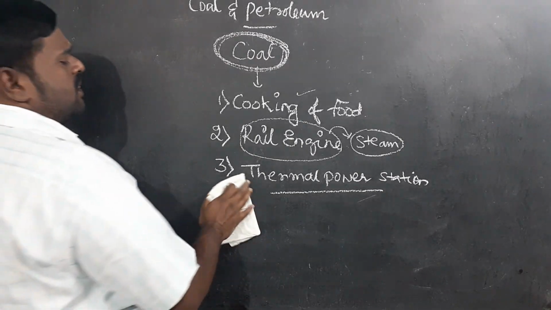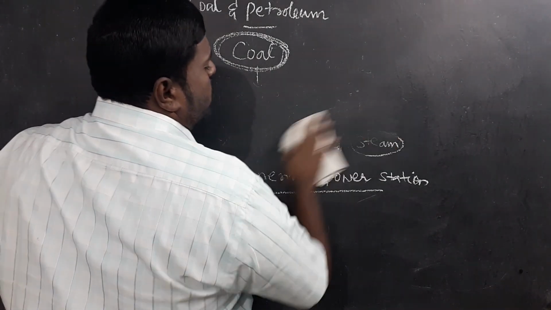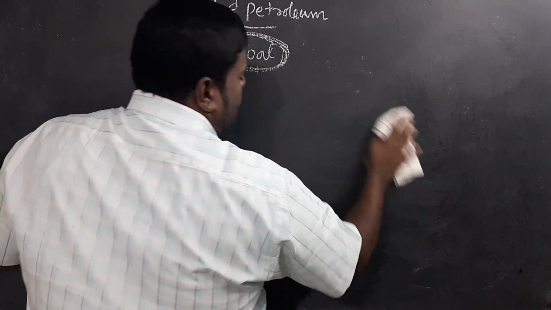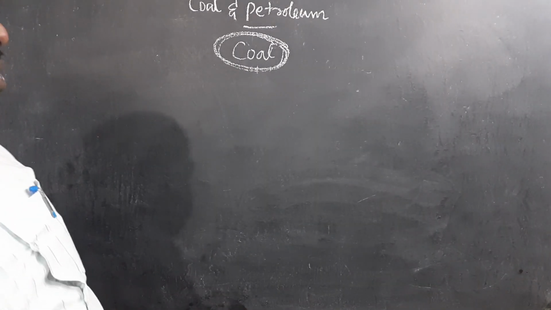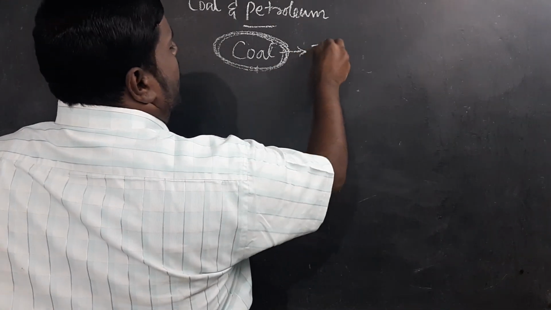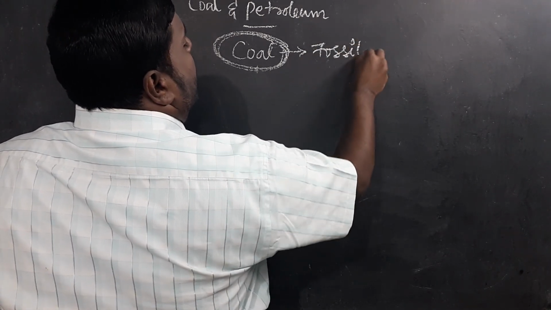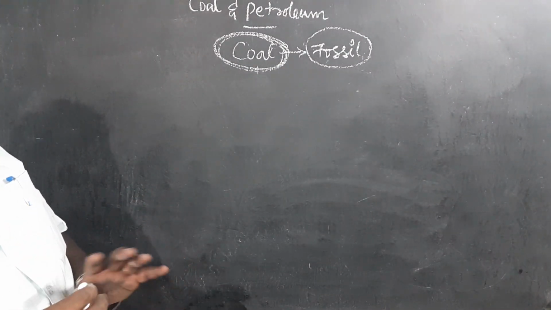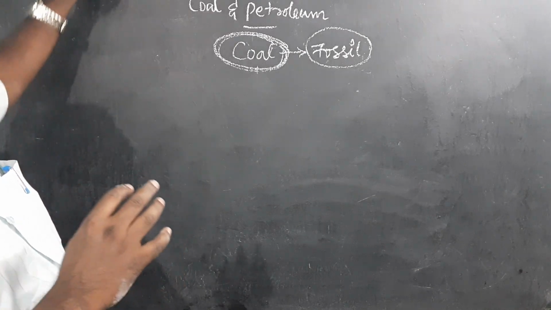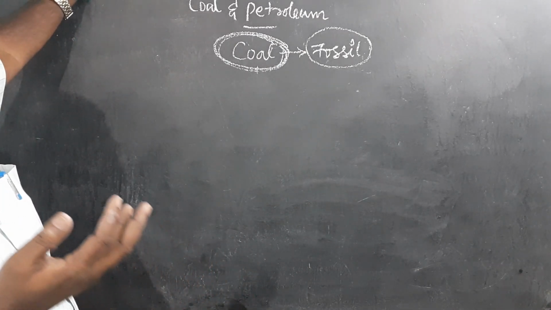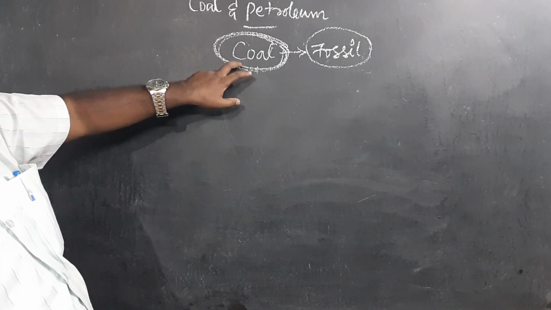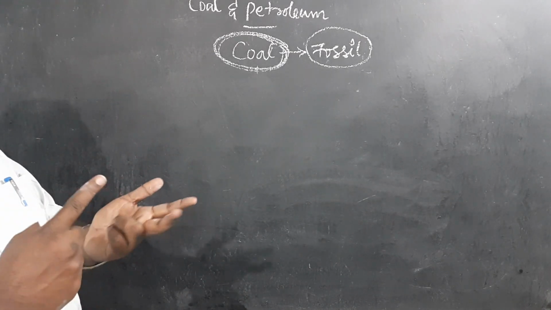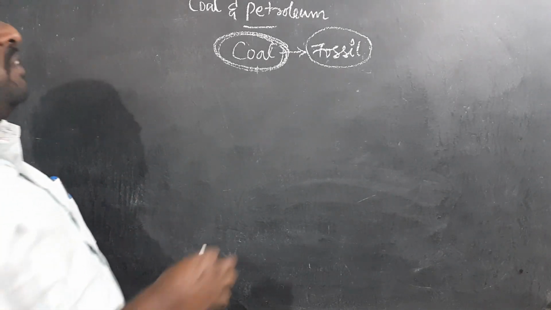Now, very, very important is the story of coal. This coal is also said to be a fossil. Why do we call it a fossil? It is by the conversion of dead vegetation into carbon. These fossils are formed from living organisms, either plants or animals, so we call them fossils.